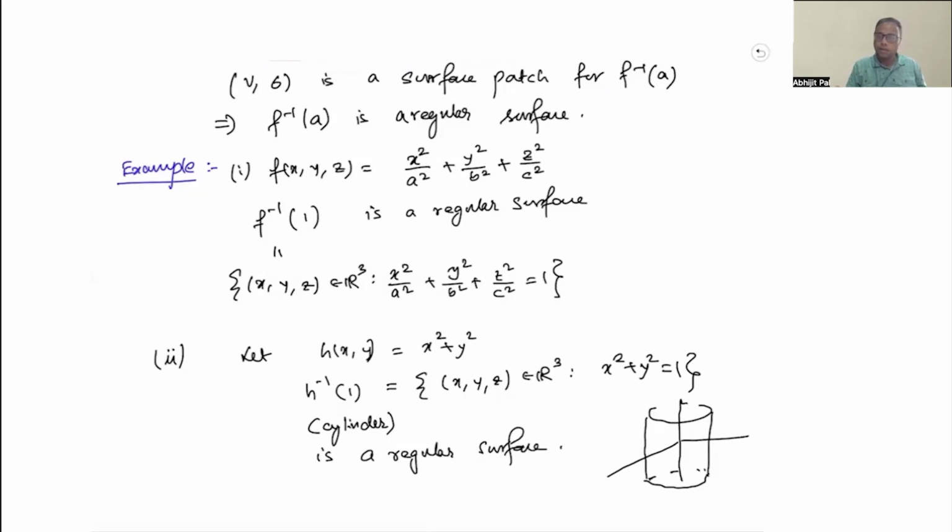So from here you can get many regular surfaces. Suppose you have a differentiable map from R3 to R. You find the regular value of that function and take the inverse image, so you'll get a regular surface. Okay, so I'll stop here. We'll continue in the next class.